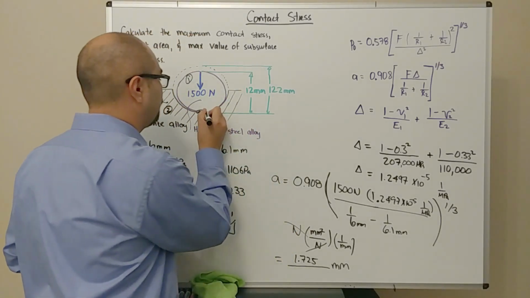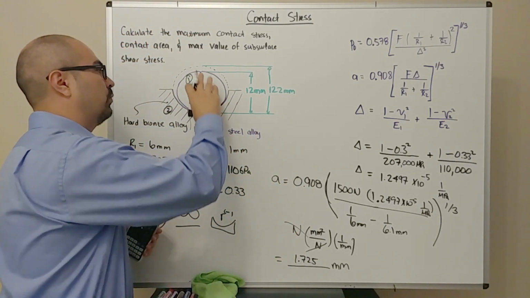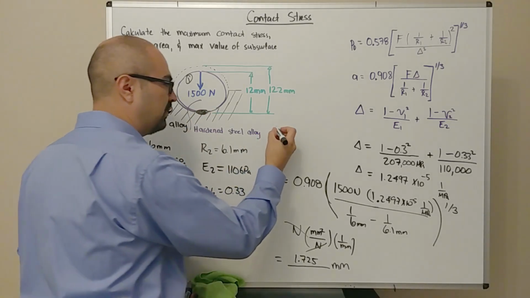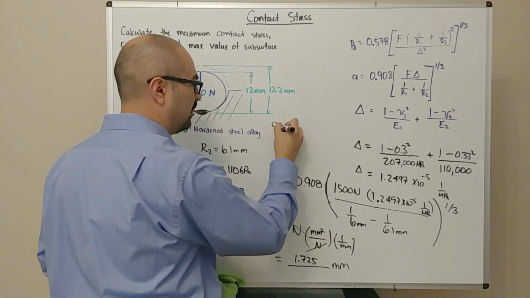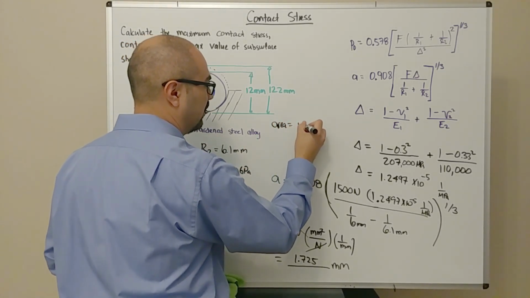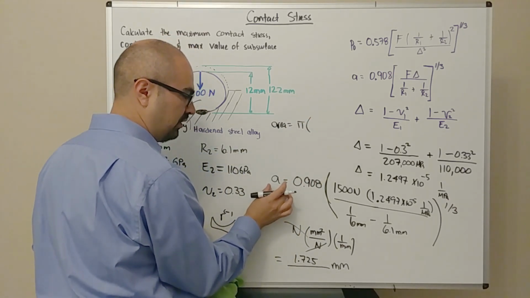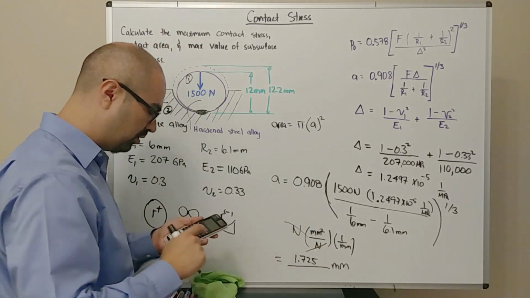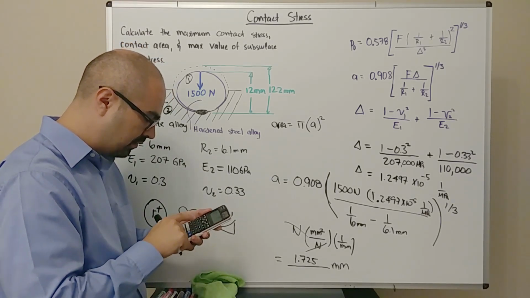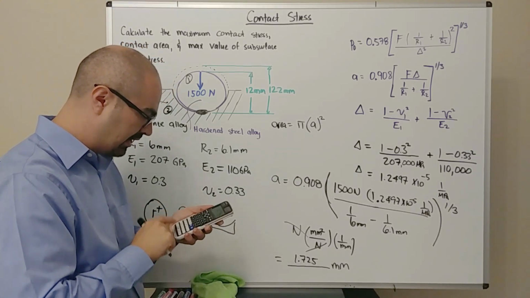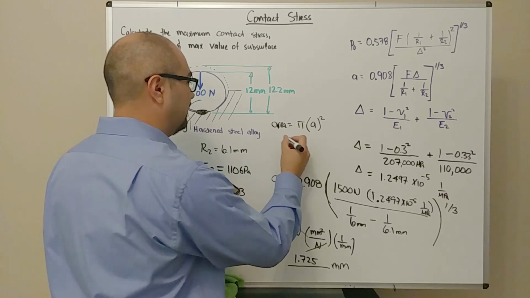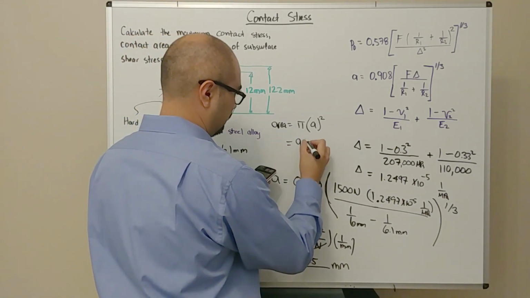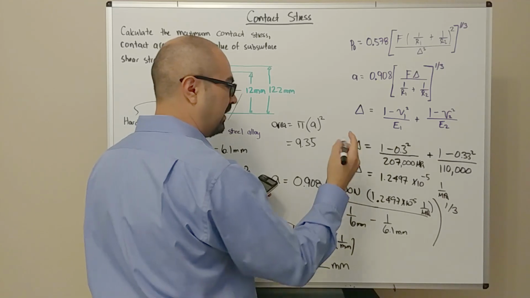And remember, when we have a sphere contacting, the area is going to be circular. So the area of a circle is pi times the radius squared. The radius is this A. So if we take this number, 1.725, we square it and then multiply times pi, we get that the area equals 9.35 millimeters squared.